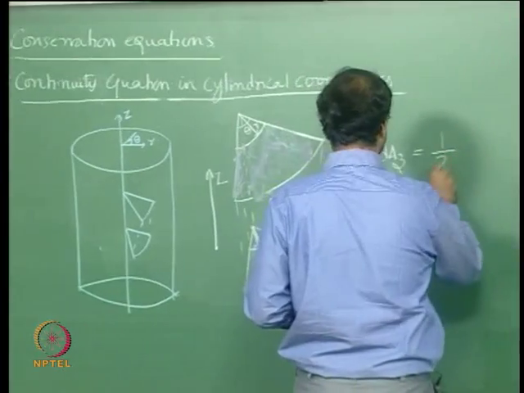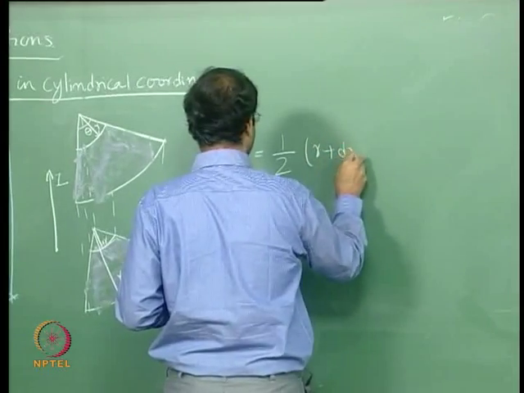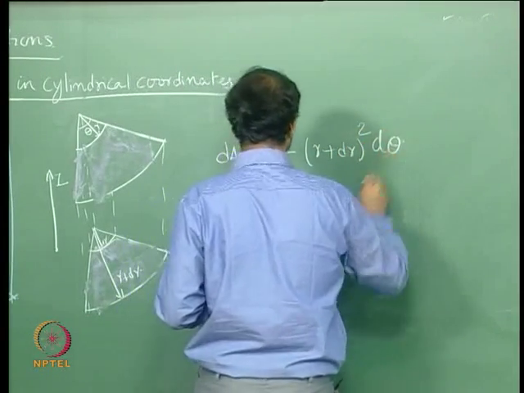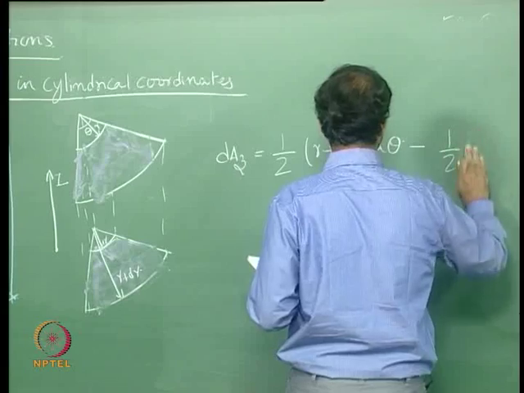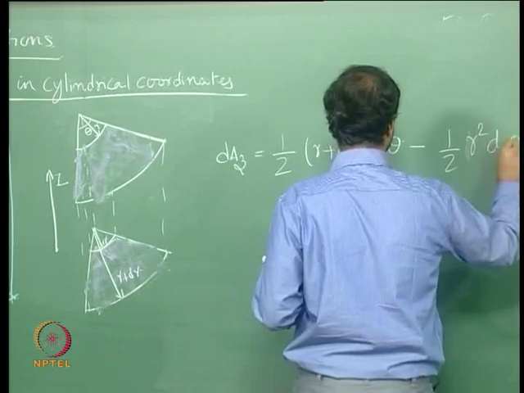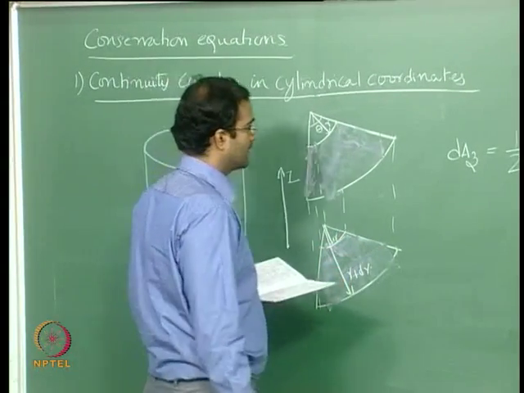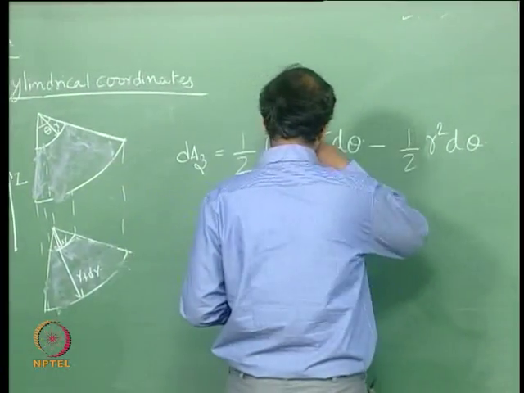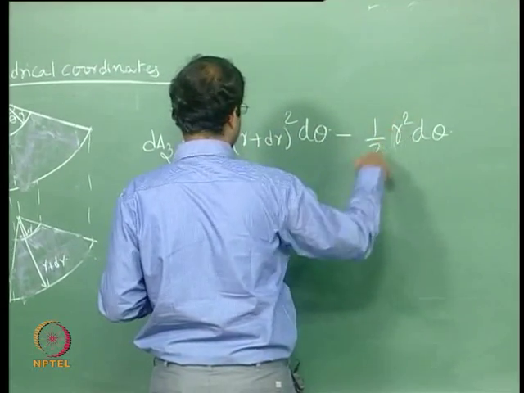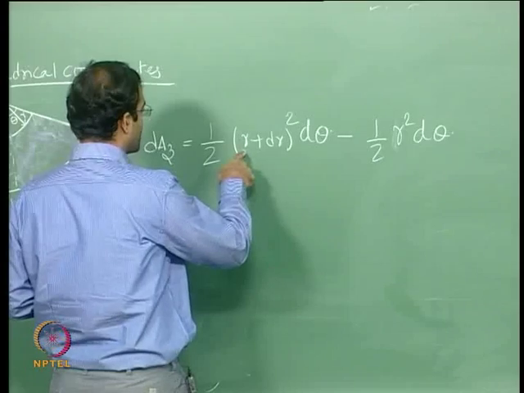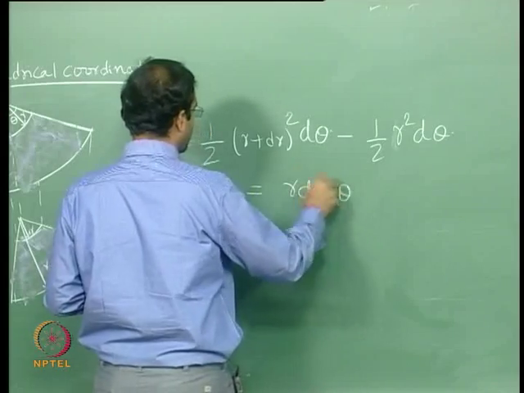So the area of the sector which is enclosed by the radii r plus dr will be half (r plus dr) the whole square into d theta. Similarly, the area of the sector enclosed by the radii r will be half r square d theta. So you subtract these two, that gives the differential area between r and r plus dr. If you neglect the higher order terms, you can cancel off half r square d theta minus half r square d theta, and you have 2 r dr divided by 2. So that is basically r dr d theta, and you have dr square d theta.